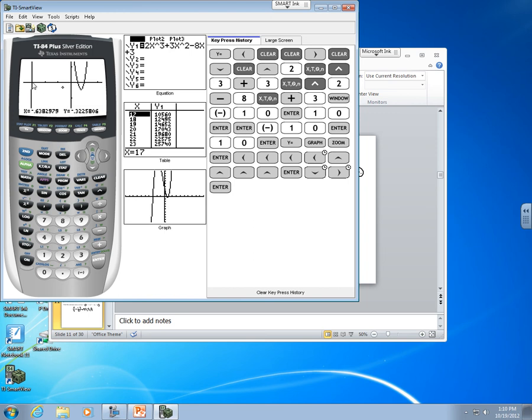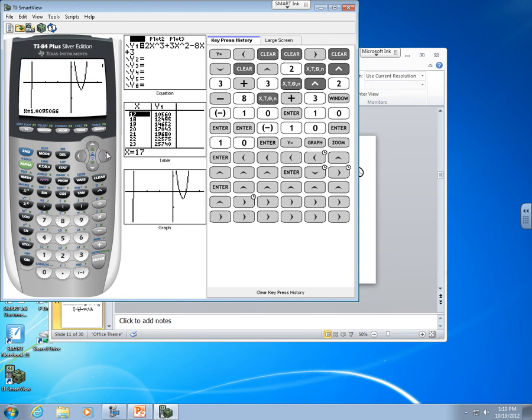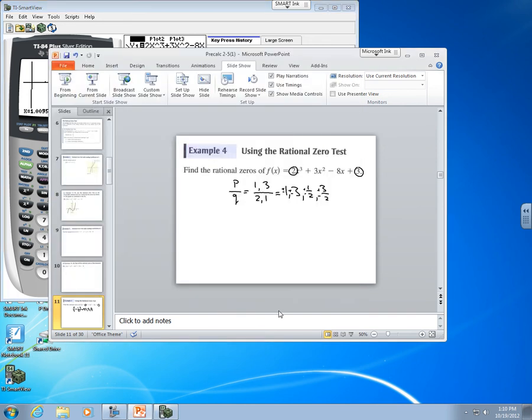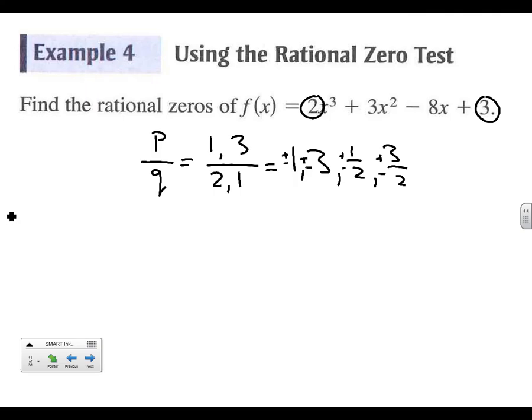Alright, so it looks like -3. It looks like a half. Just using my cursor here to get a better idea. Looks like pretty close to a half. Might be over a little bit though. And it looks like 1. So -3, a half, and 1 look like our possibles.